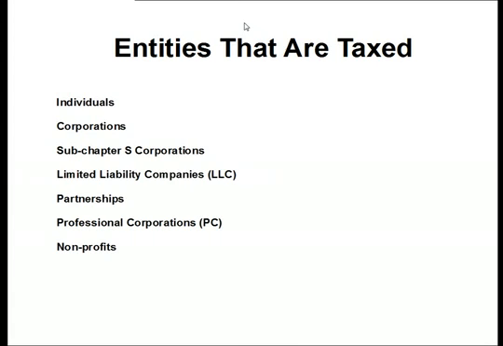A two-member LLC in the eyes of the IRS is really a partnership. If you have more than two members in an LLC, then the IRS default classifies the LLC as a corporation. Now, you can make an election to change the default classification, but if you don't, that's what you're stuck with. And you have a limited time frame in order to make the election.